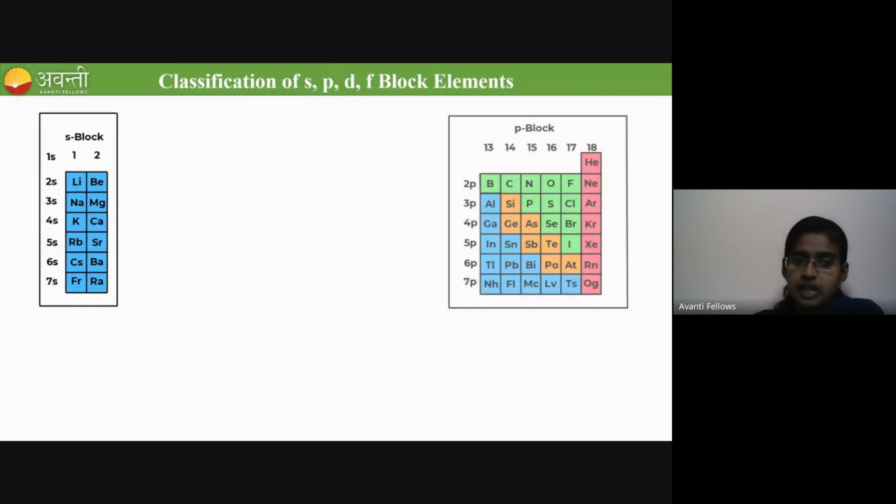And group number 13 till 18, they belong to P block, but there is an exception. I told you, right? While I was teaching the P block elements lesson, I told you there is an exception, and it is helium. Helium is an exception.